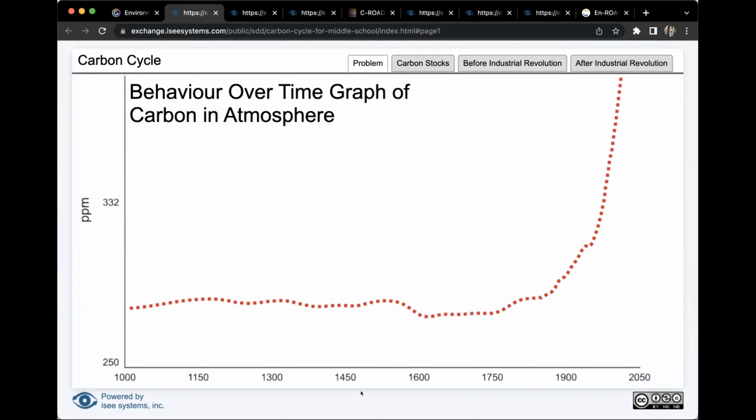So we started with this graph. So something has happened here. This shows the graph of carbon in atmosphere, its behavior over time. So something has happened here so that the carbon dioxide has increased after this time. And we talked about the industrial revolution a little bit. And then we continued with what was it like before and what was it like after?